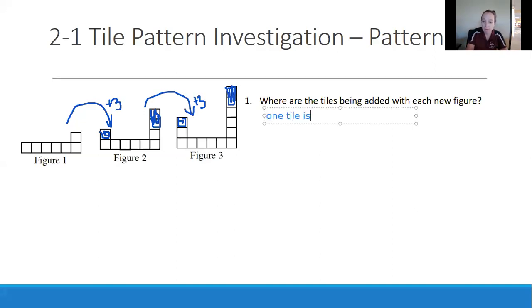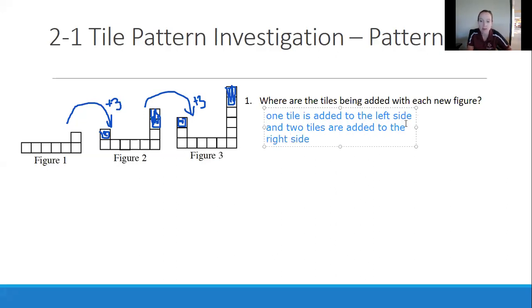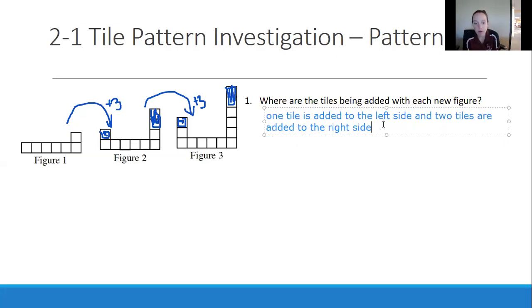So in your notes, make sure you're writing this down. One tile is added to the left side, and 2 tiles are added to the right side. And if you want to call them towers instead of sides, that's fine, or the long one, it's okay. So make sure you pause the video and you write down that answer for question 1.